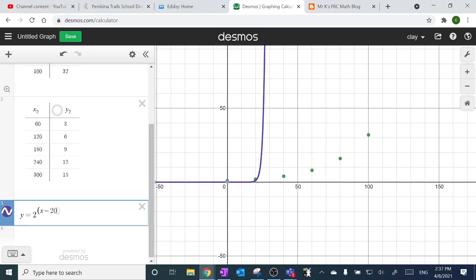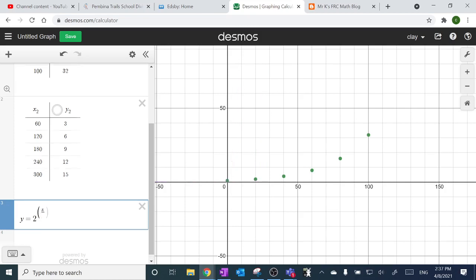And, oh, that didn't work. What did I do wrong? Oh, because I hit subtract instead of divide. Well, divided by, that's better, 20. And there we go. Look at that. Hits every dot perfect. That's the equation.